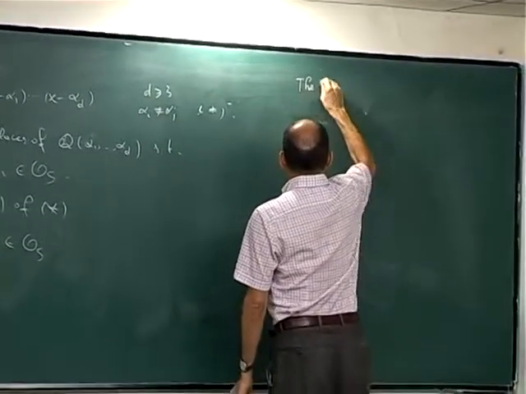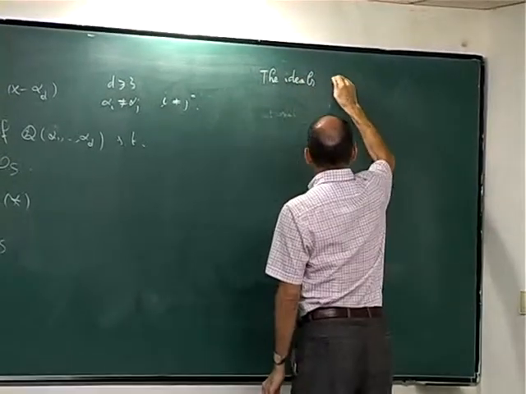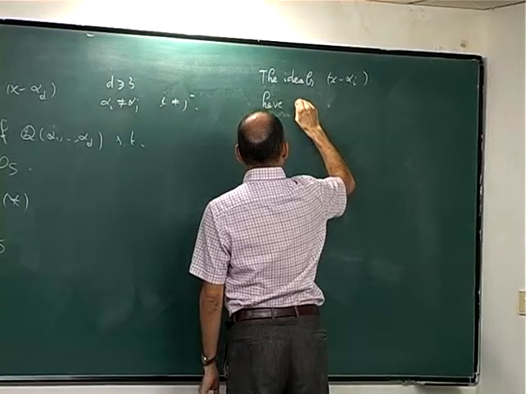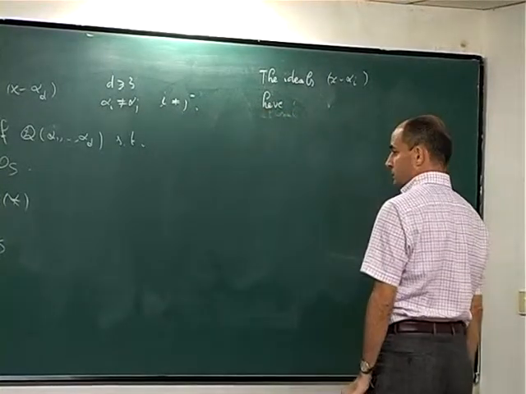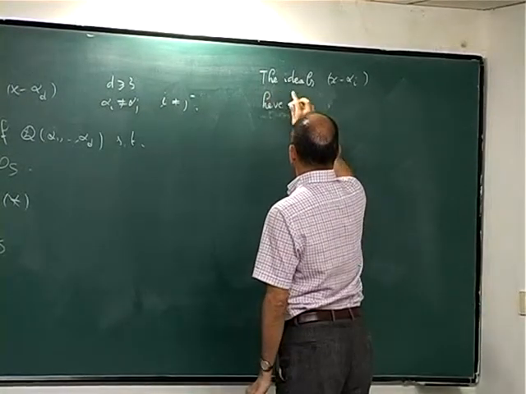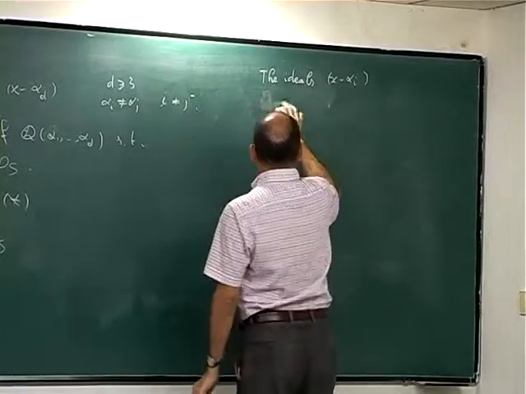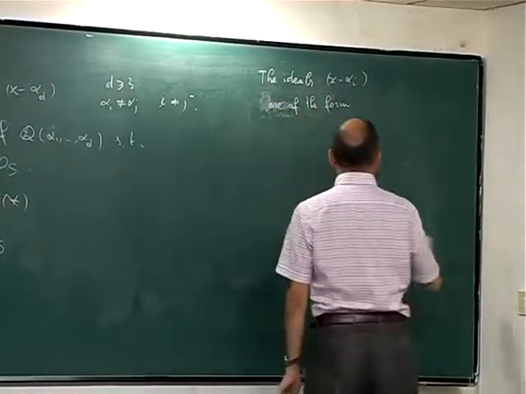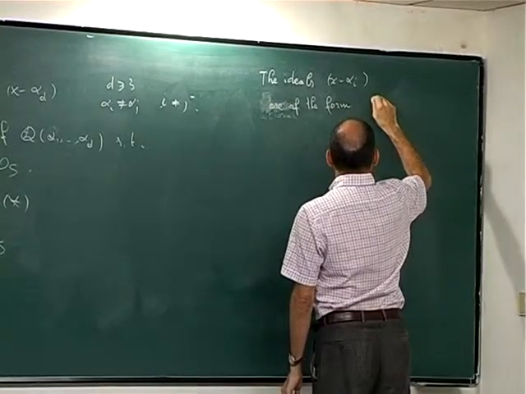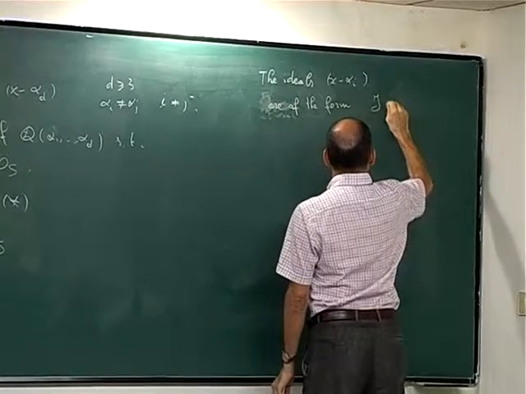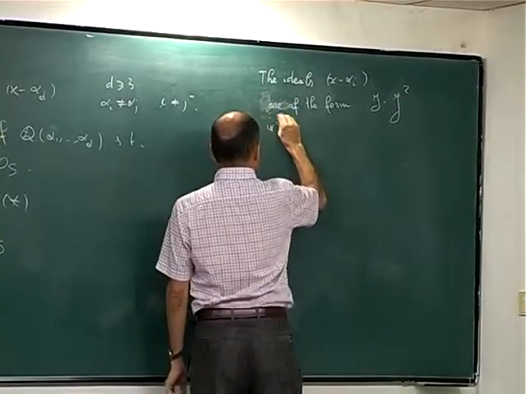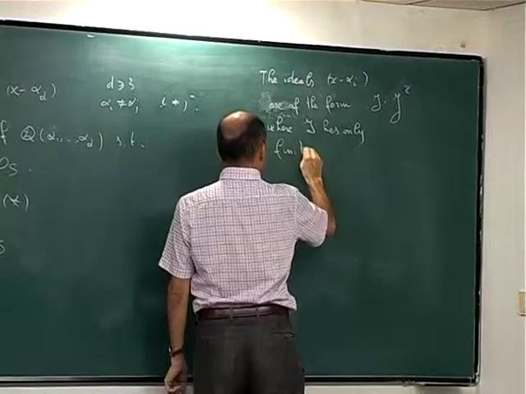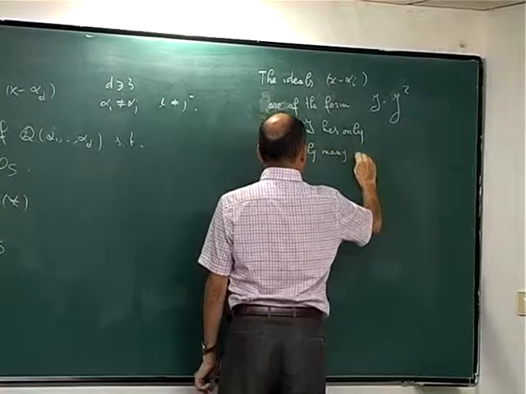So we have that the ideals (x minus alpha i) are of the form a certain ideal E multiplied by J squared, where E has only finitely many possibilities.